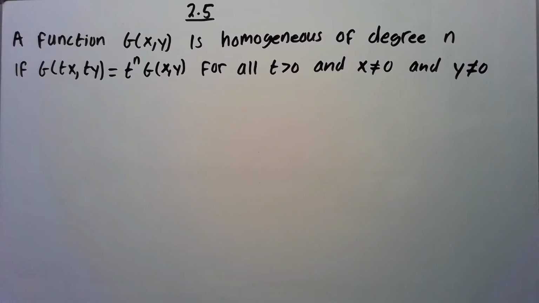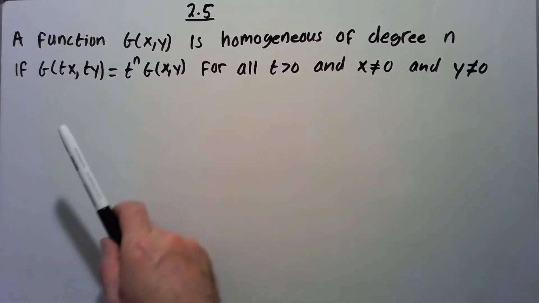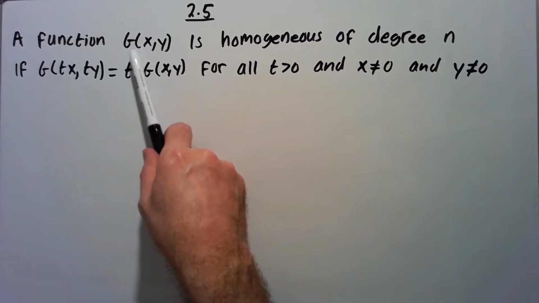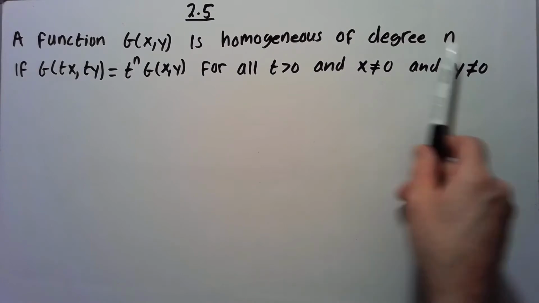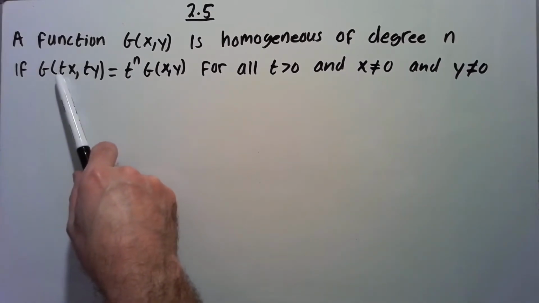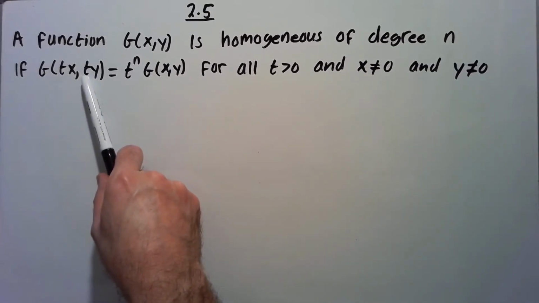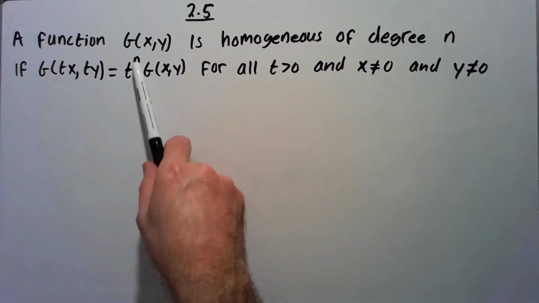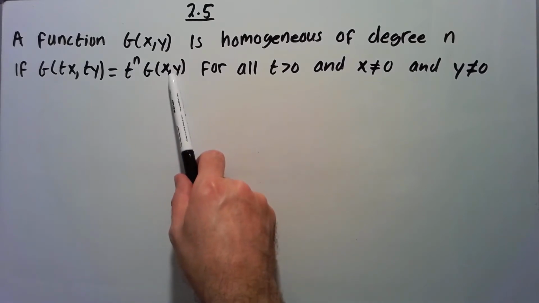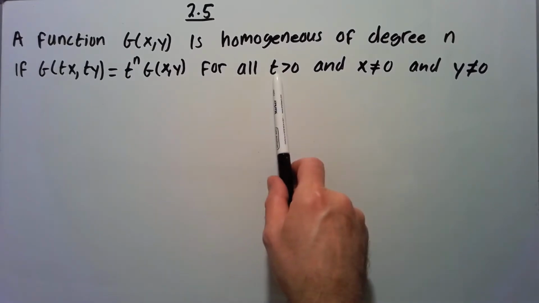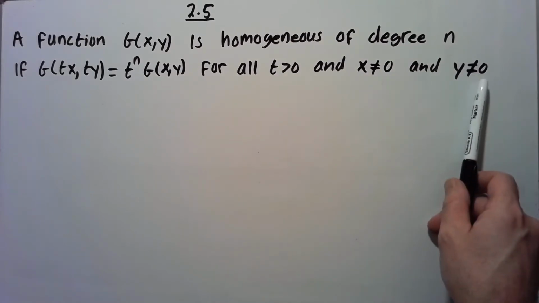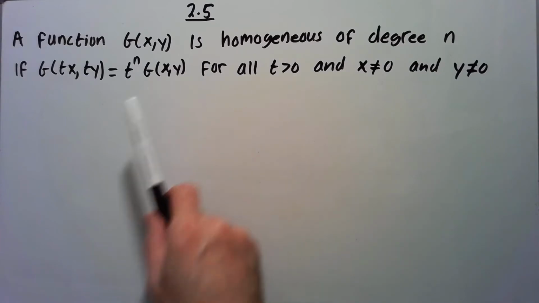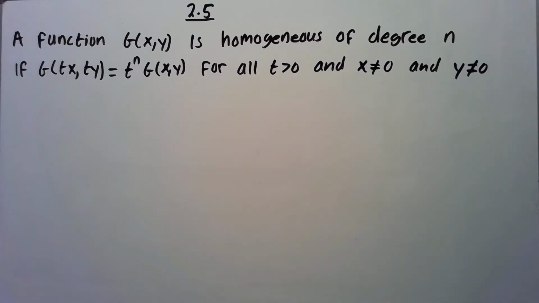Okay, so let's take a look at section 2.5. A function of two variables, g(x, y), is homogeneous of degree n if g(tx, ty) equals t to the n times g(x, y) for all t greater than 0 and x not equal to 0 and y not equal to 0. So let's look at some examples of homogeneous functions.